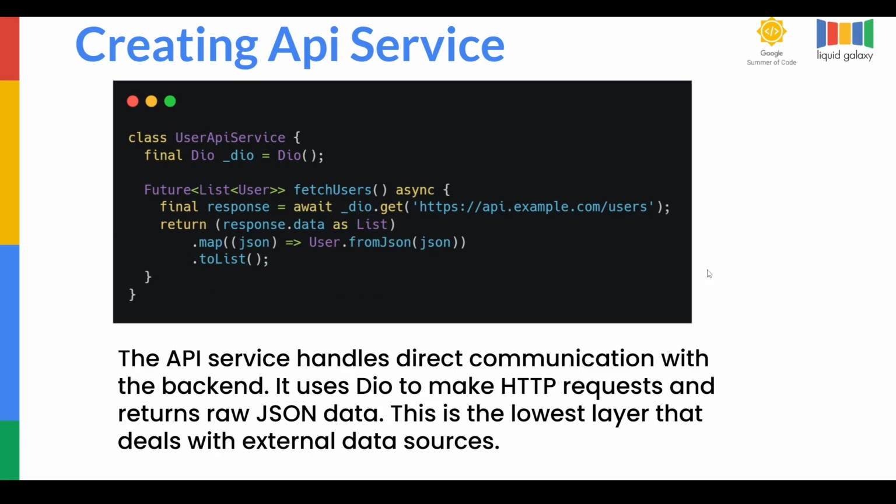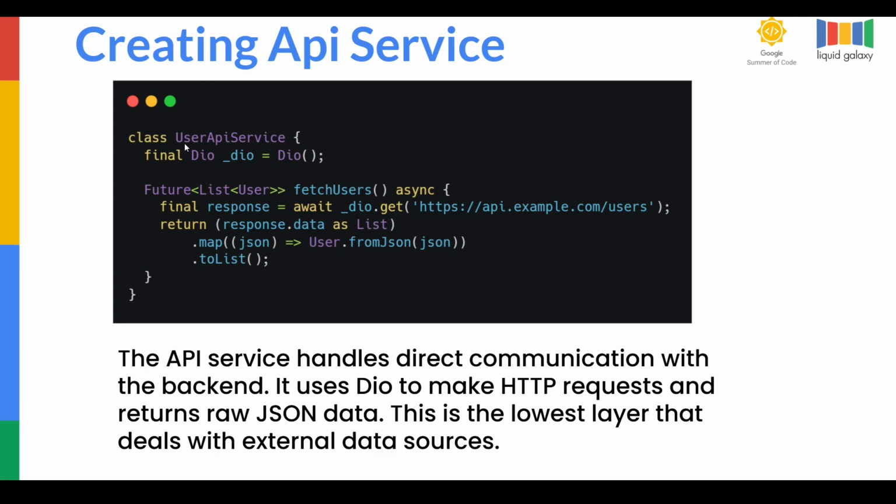Now next is creating the API service. So what is this API service class? Let's go through the theory first, and then I will give you a brief example of how I am using this. The API service handles direct communication with the backend. We have different libraries for making an HTTP request. One of them is Dio, and this returns raw JSON data. This is the lowest layer that deals with the external data sources.